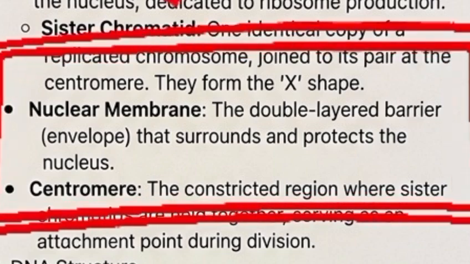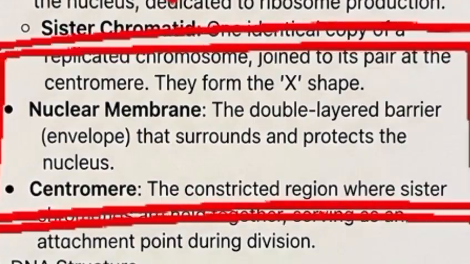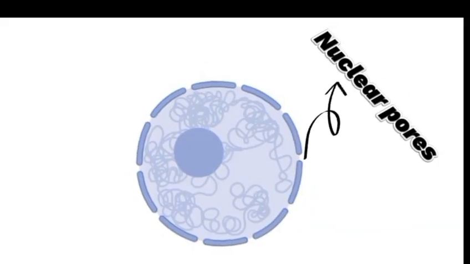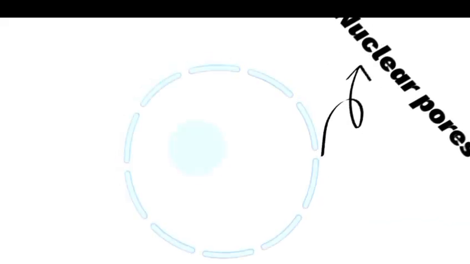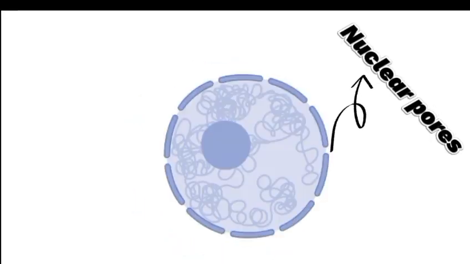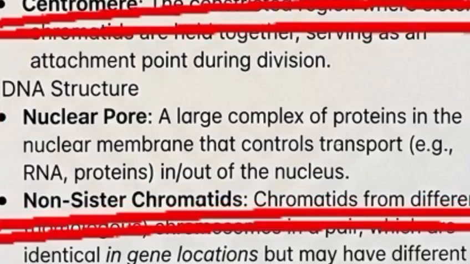But the question is, if the nucleus is surrounded by a membrane, how do substances move in and out of the cell? The answer is nuclear pores. You can see here, these are the pores. They are the openings that help substances pass from inside the nucleus to the cytoplasm. They regulate the movement of molecules. For example, certain proteins can enter the nucleus, while RNA molecules and other materials can be transported out.